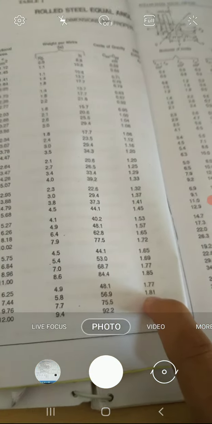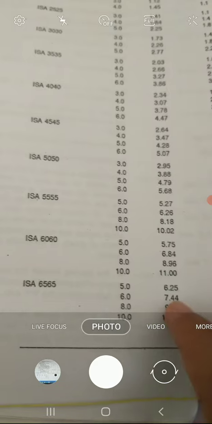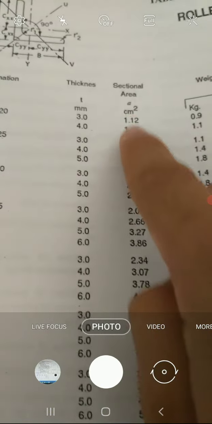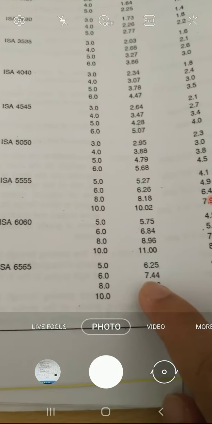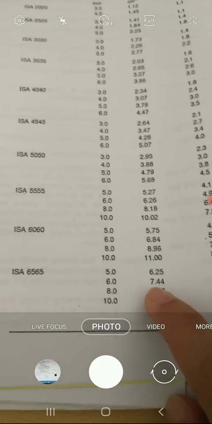1.81 is in centimeters, so you have to convert into mm, that is 18.1 mm. Same way we have to find out this sectional area also. For that you go ISA 65 into 65 into 6, and sectional area is 7.44, and the value is given in centimeter square. We need in mm square. For that we have to multiply with 100, that is 744 mm square. You can take the point out, that is 744 mm square.